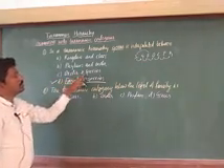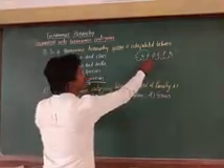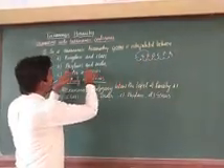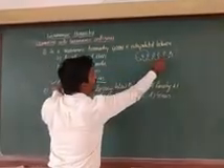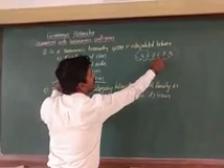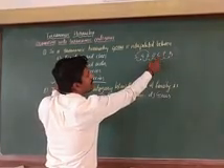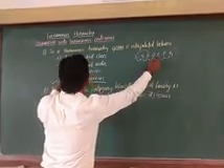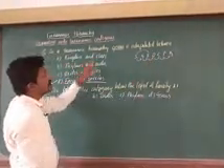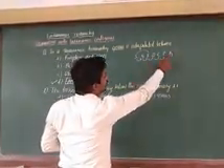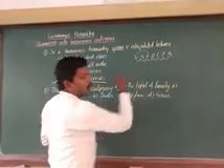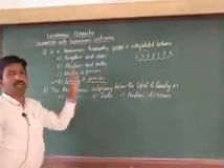Option C, order and species. In phylum and order, which one will come? Class. Between phylum and order, class will come. Between kingdom and class, phylum will come. In this way we can predict the answer.